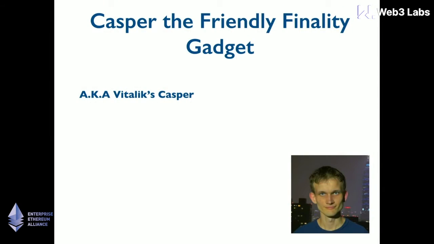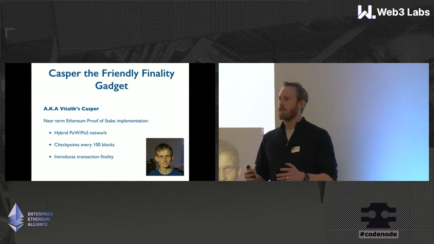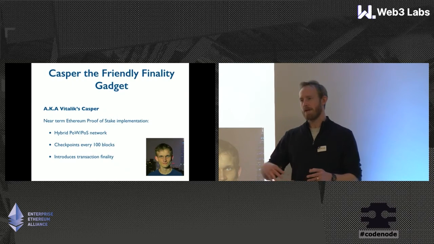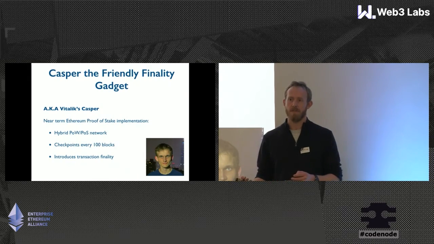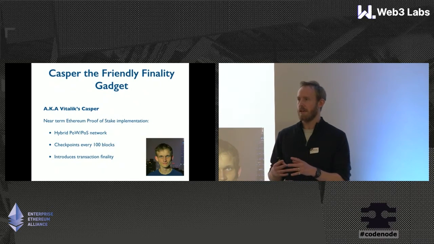So then within proof of stake, there's a couple of different proof of stake initiatives that you'll hear about. The first one of those is what's called Casper, the friendly finality gadget, which is also known as Vitalik's Casper. That's after Vitalik Buterin, obviously, who created Ethereum. The idea here is that it's your near-term proof of stake implementation, whereby rather than just trying to do a big bang approach to cut over to it, which obviously is not in anyone's interests, the intention is that you do it incrementally.